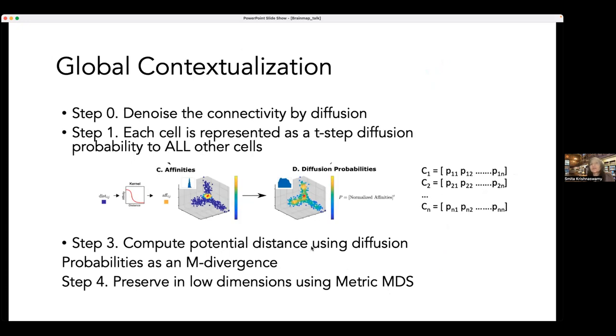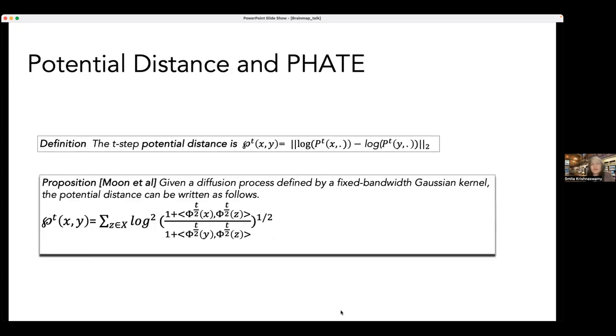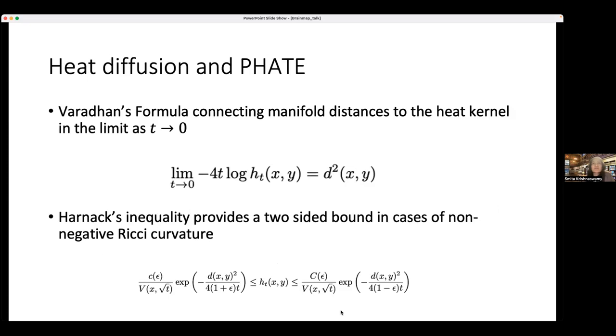And then you compute this divergence between these probability distributions that really says if you started at this point versus this point, what would be the difference in the random walks that arise from there? And then you preserve that information in low dimensions. And I'm going to skip over a little bit of this in the interest of time.